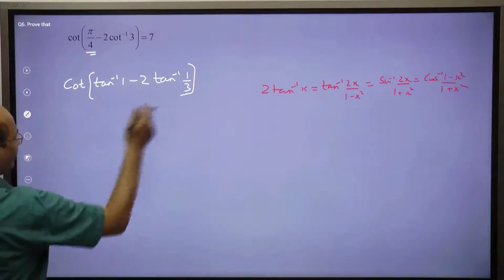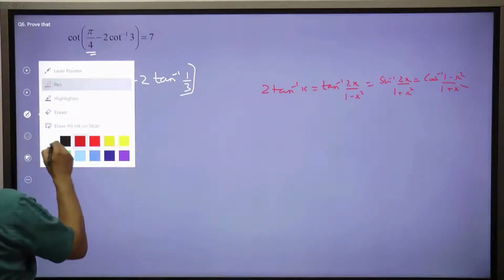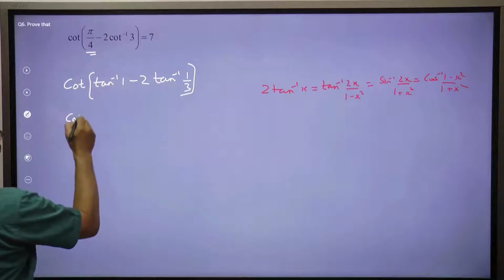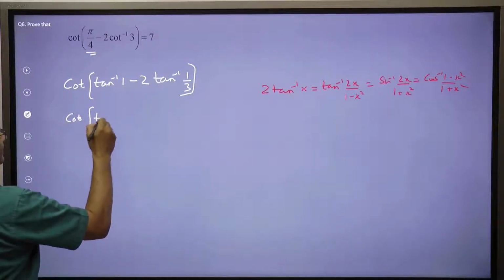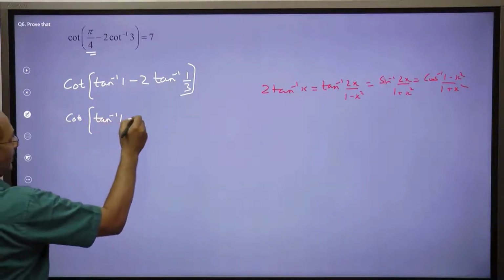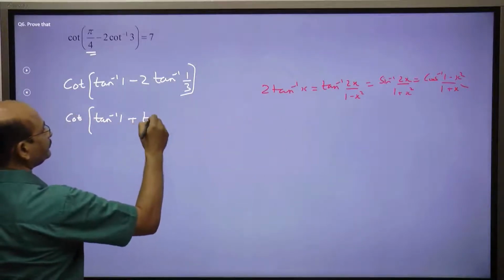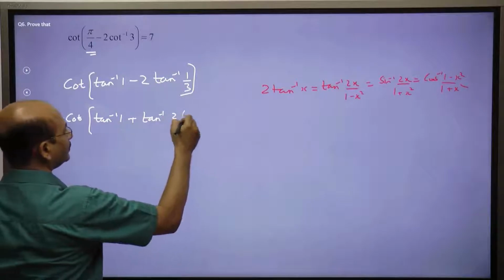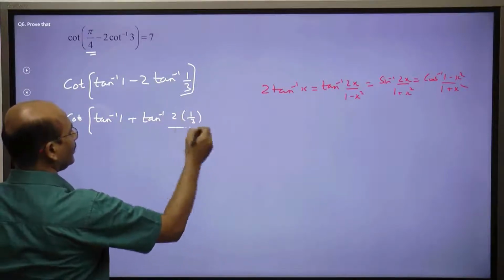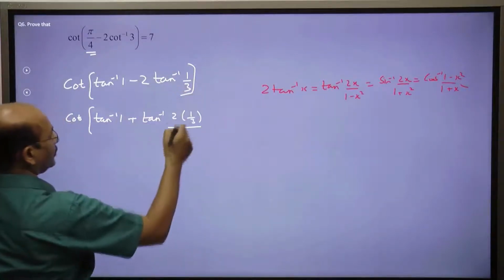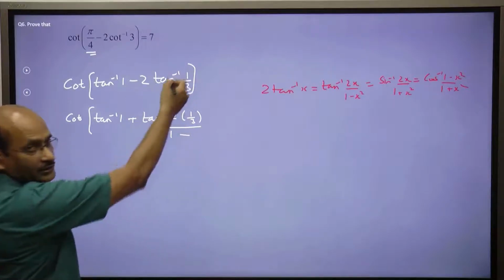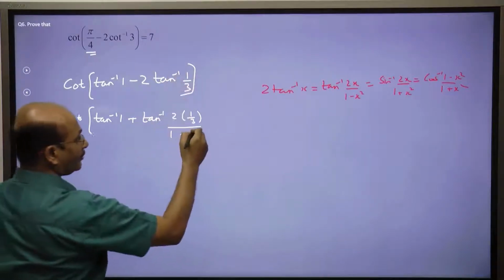So I want it in terms of tan inverse. So what I can do is cot of tan inverse 1 plus 2 tan inverse x. So tan inverse 2x upon 1 minus x square. 1 minus, don't say x square is 2 upon 3, x is 1 by 3, so 1 by 9.